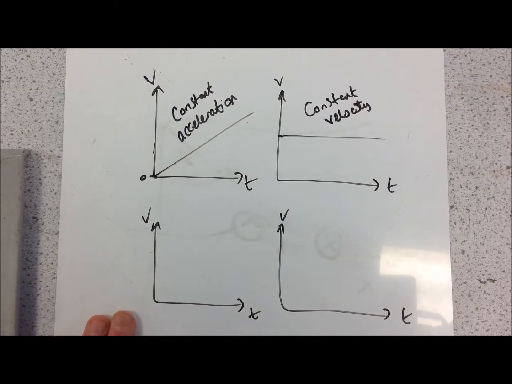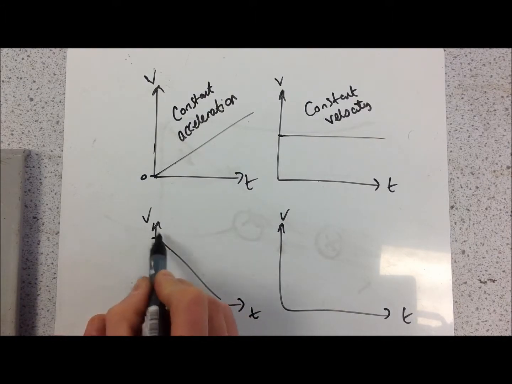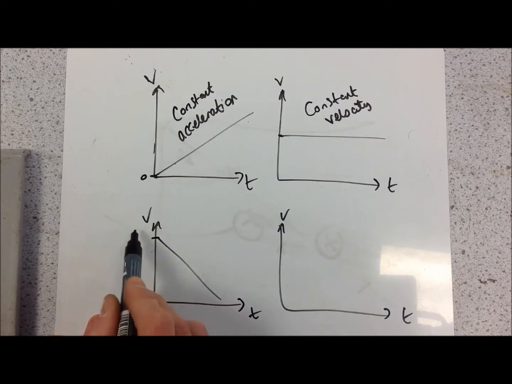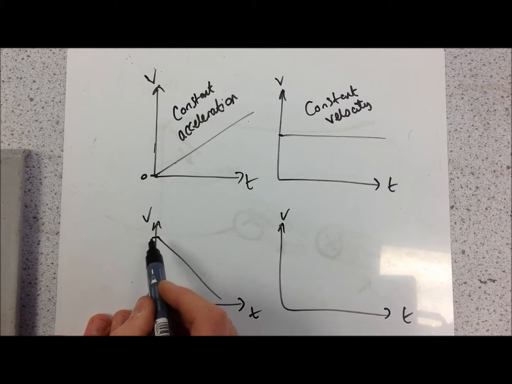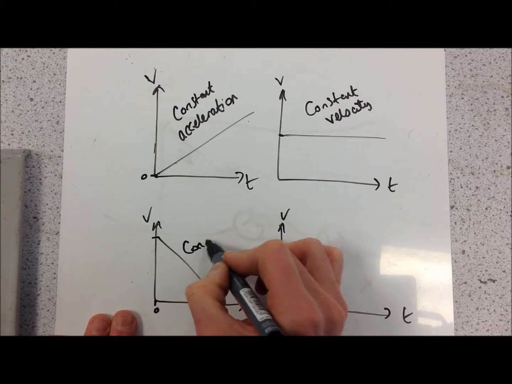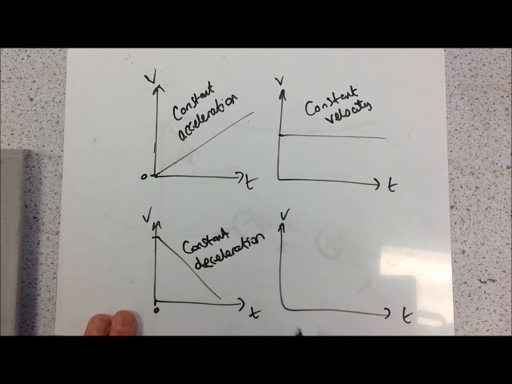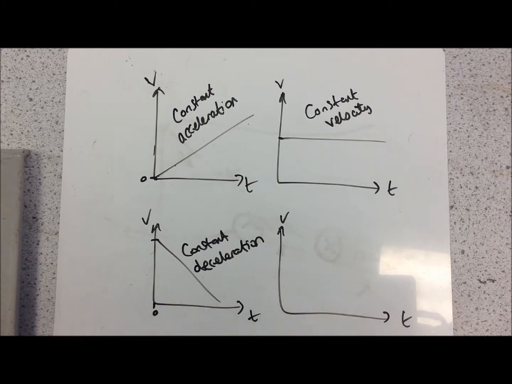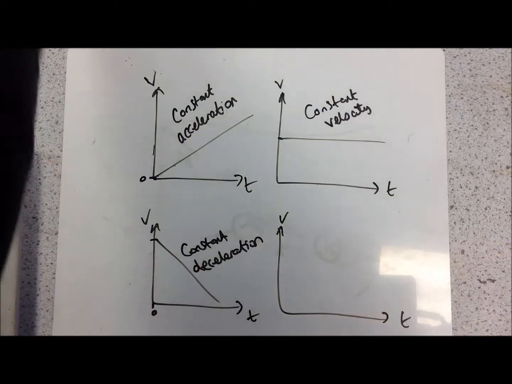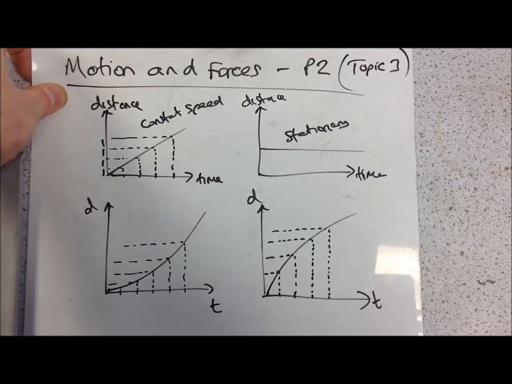Okay, if I drew a line that looked like this, at the start when the time was 0, whatever it was that was moving had some velocity. Then as time went by, the velocity got smaller and smaller. So this is a constant deceleration, in other words slowing down. And I'm not going to put anything on the last one. Right, okay, so I'll leave these in front of you for a second so you can have a little look at them.